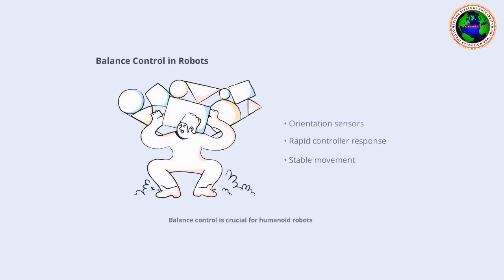Balance control is crucial for humanoid robots. Sensors continuously monitor the robot's orientation, and controllers make rapid adjustments to actuators to keep the robot upright. This closed-loop control is what allows robots to walk, run, or even dance without falling over.